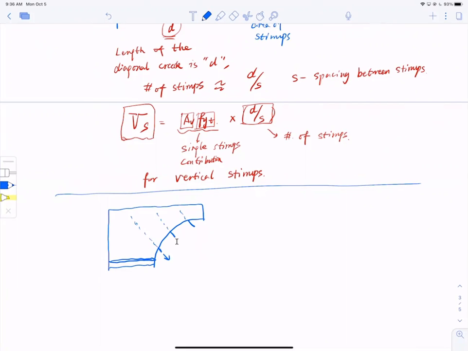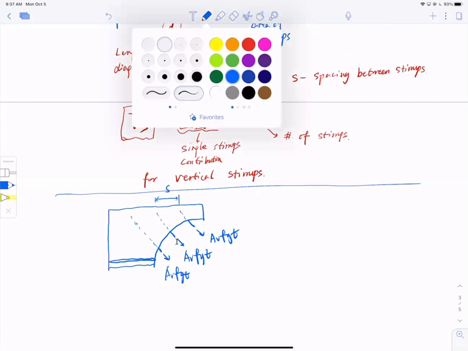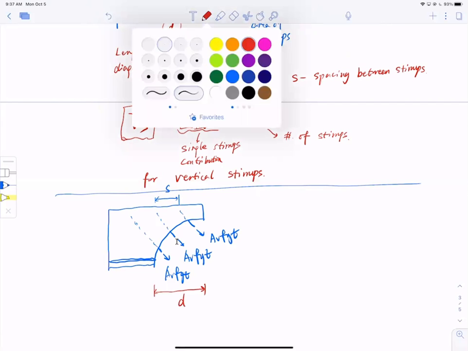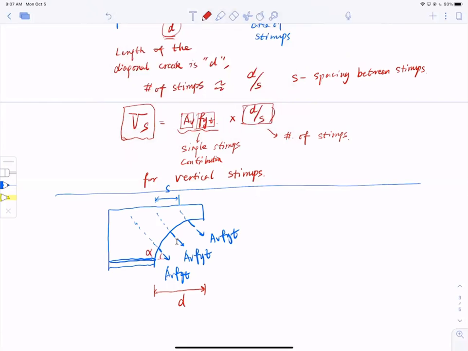Okay, inclined. They still have a spacing of S, and the effective zone here is still D, because it's 45 degrees. Assume the stirrups have an angle of alpha with respect to the horizontal direction. This is my support. So in this scenario, my Vs, I'll say this is inclined.